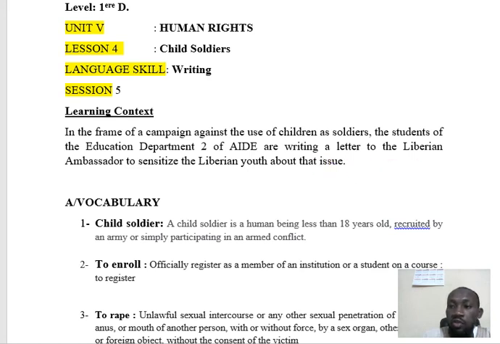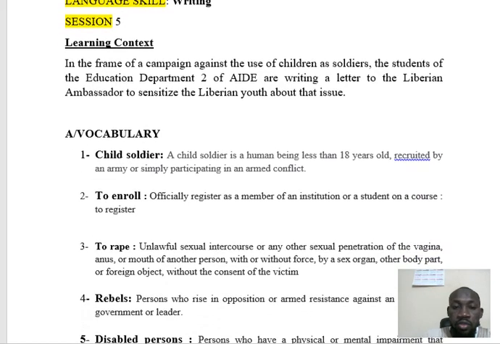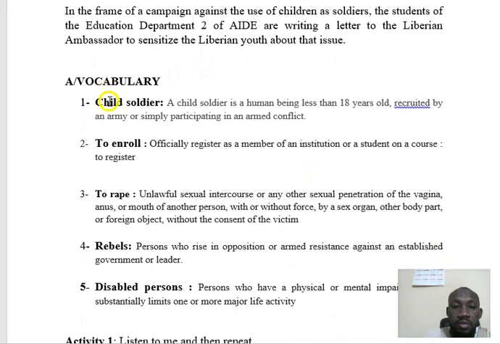Okay, so for this lesson number 4, here is some vocabulary we are going to study together. The first vocabulary is child soldier. A child soldier is a human being less than 18 years old recruited by an army or simply participating in an armed conflict, right? This is very important.